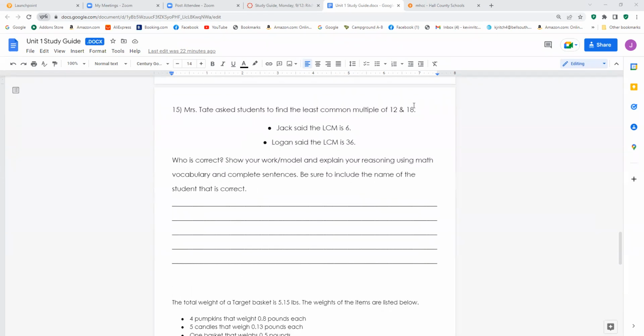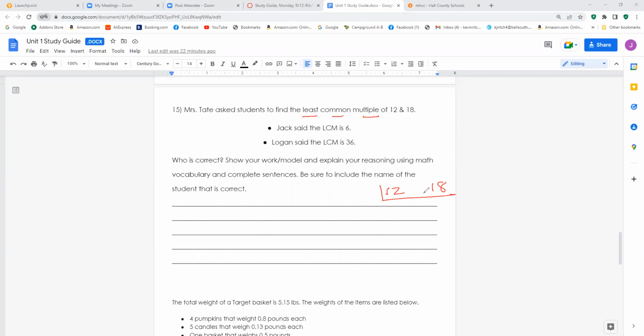Number 15. Miss Tate asked students to find the least common multiple of 12 and 18. So Jack said the answer is 6. Logan said the answer is 36. So let's find the least common multiple. So multiples are big numbers, right?